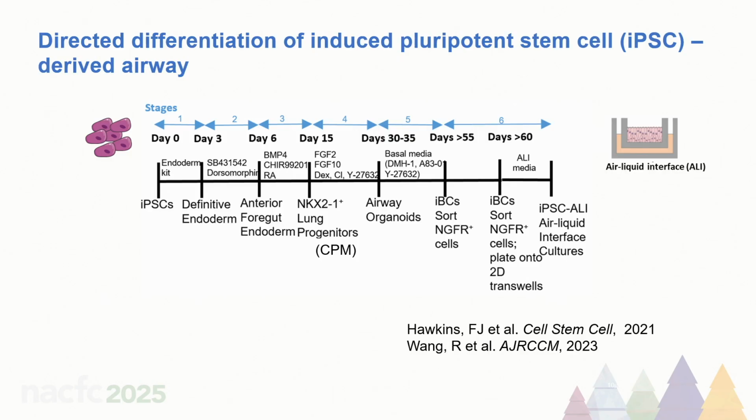So for people who aren't familiar with iPSCs, these are induced stem cells. You can take patient samples, either skin fibroblasts or blood samples, and you can reprogram them to a stem cell-like state, and then through a directed differentiation protocol, give rise to different tissues. So in our case, we're deriving airway epithelium.